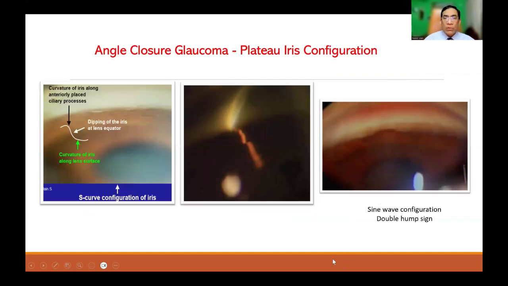Another important part in angle closure glaucoma is the plateau iris: plateau iris configuration and plateau syndrome. Sometimes we find in gonioscopy, like this, the Humpty Dumpty appearance here; it's normal, but it's an elevated area.